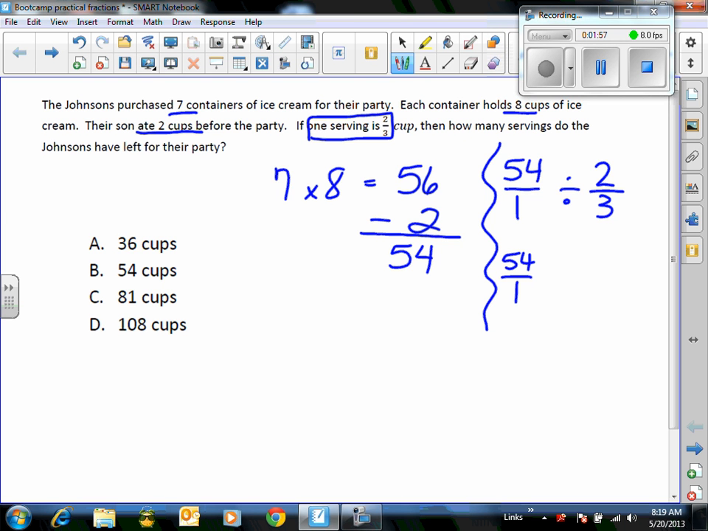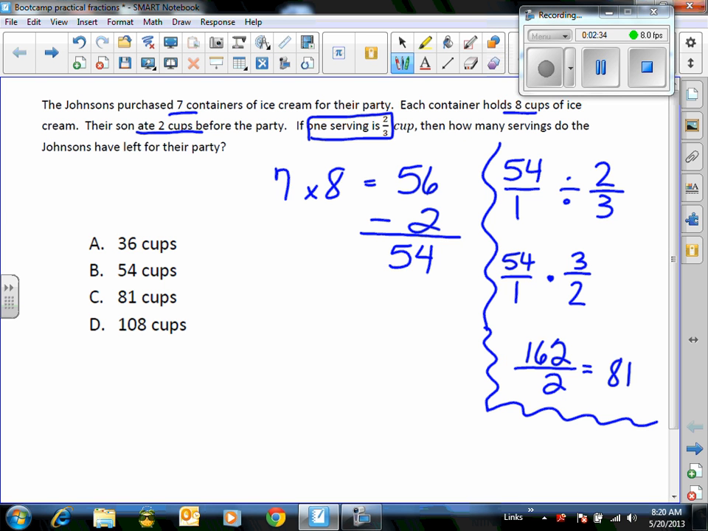So using our rules for dividing fractions, I can say 54 over 1. Remember, we can change our division symbol to a multiplication symbol and flip our 2/3 to be 3/2. So 54 times 3, I get 162. And 1 times 2, I get 2. 162 divided by 2, and I get 81.